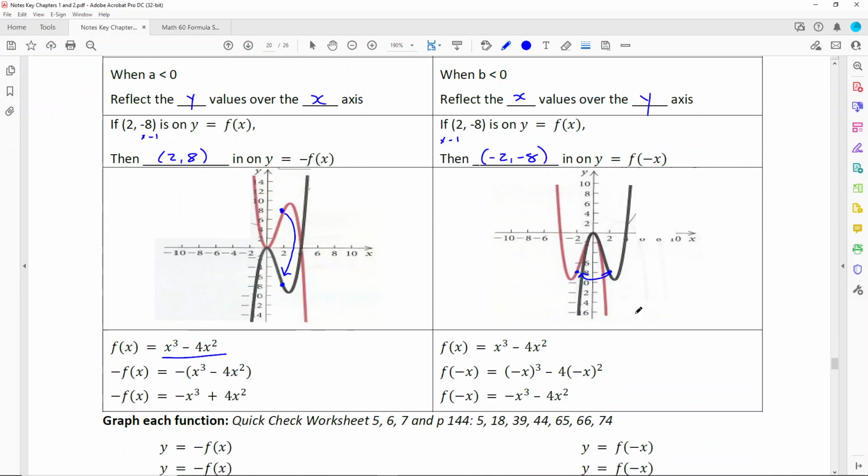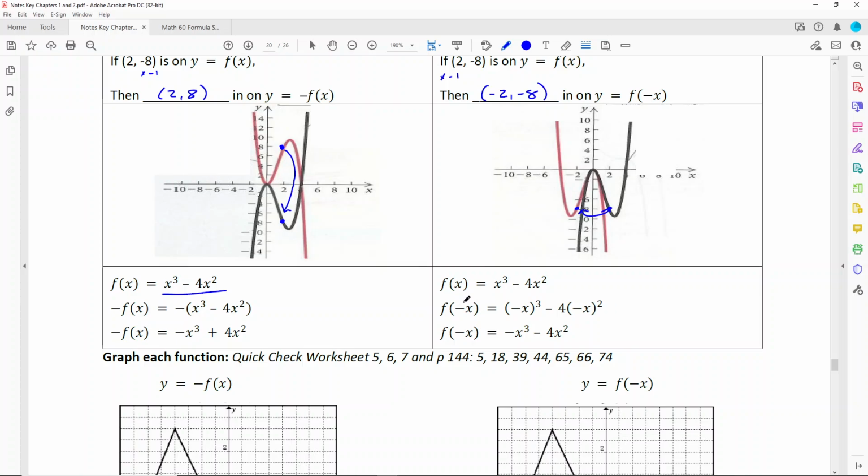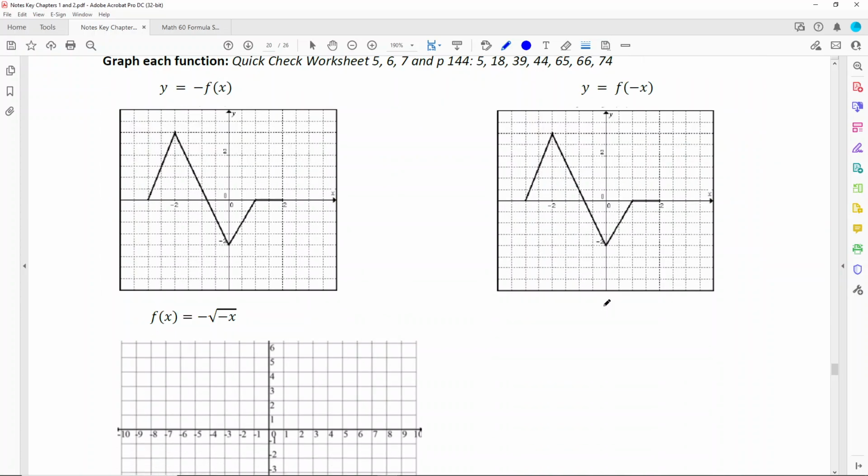What does that look like from an equation standpoint? Well, the negative sign would be in the bracket with the x. If it was an equation, you would have to put the negative with the x. So you get negative x all cubed minus 4 times negative x all squared, which would simplify to negative x cubed minus 4x squared. All right, let's do a couple, and then you can go and practice just this skill.